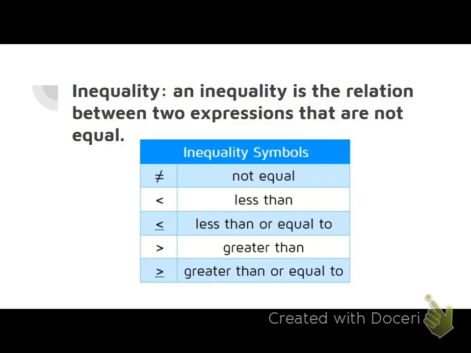All right, most of these symbols you should already have from yesterday. Okay, an inequality is the relation between two expressions that are not equal. The only symbol here that we did not talk about yesterday was the not equal symbol.